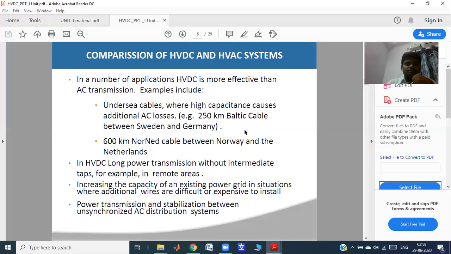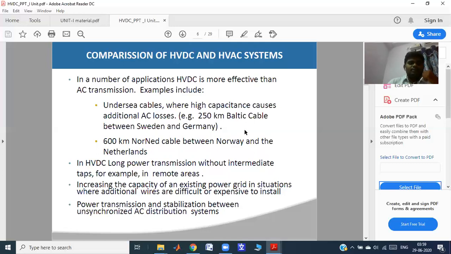HVDC is used for long transmission without intermediate taps, for example, to remote areas. In an HVDC transmission system, tappings are not possible. That means the same amount of power can be transmitted from the generating stations to the distribution side. Next, increasing the capacity of an existing power grid in situations where additional wires are difficult or expensive to install. Day by day, power demand is increasing.